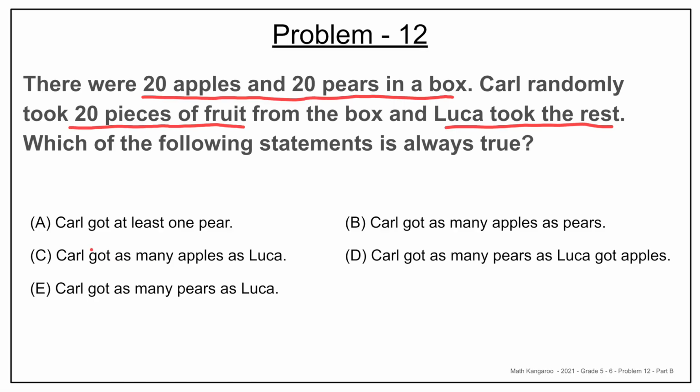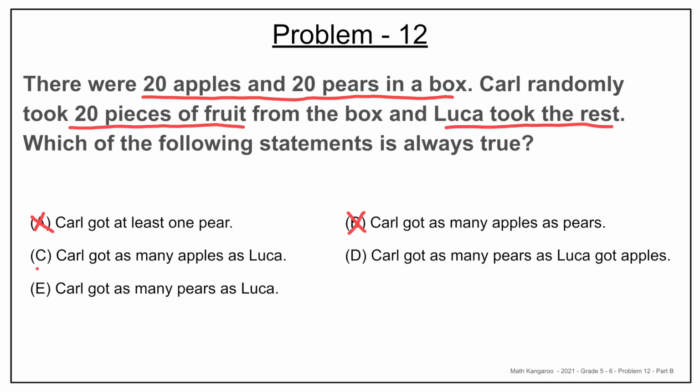Now let us go through each option one by one and see which is our correct answer. Option A. Carl got at least one pear. Not always true. Carl could take all 20 apples and 0 pears. So this is not our answer. Option B. Carl got as many apples as pears. This is not always true either. Carl could take 15 apples and 5 pears or any other combination. So option B is not our answer.